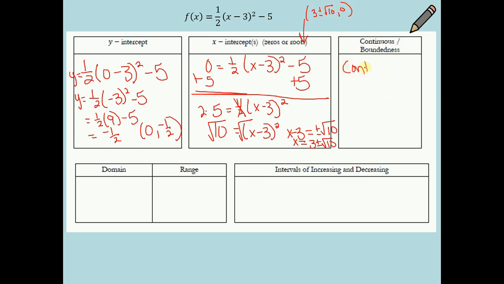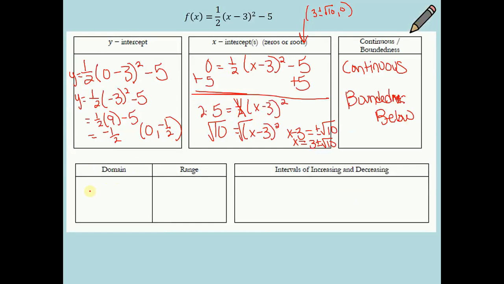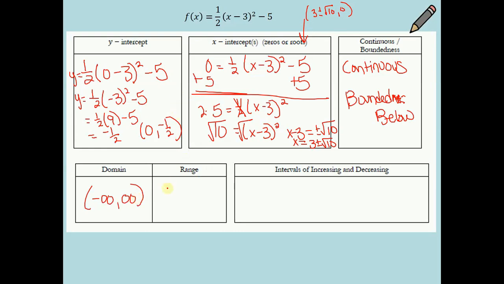Continuous, we are definitely continuous. Boundedness, we are bounded. This guy was bounded below, looking at my graph above. Domain, how far left and how far right? I can go forever to the left, forever to the right. So negative infinity to infinity. And yes, I'm going to tell you a secret. All parabolas have that domain. Caught me. Range, we're starting at negative 5, going to infinity. Bracket on that negative 5.